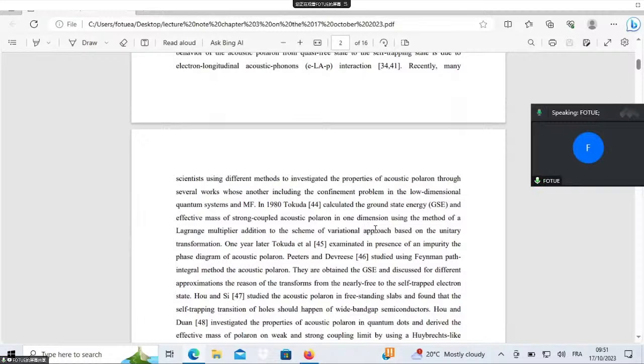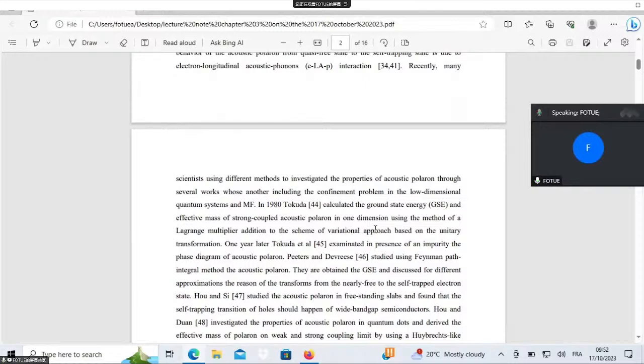And we, first of all, calculate the ground state energy. Tokuda, for example, studied the acoustic polaron in one dimension using a Lagrange multiplier, in addition to the variational approach based on unitary transformation. What we should know is that, as we are going to see in this lecture, we use unitary transformations, especially two. The first unitary transformation will be the first. After that, the second unitary transformation is used as a shift operator. This unitary transformation will be a function of the variational functions f(q) and f*(q).